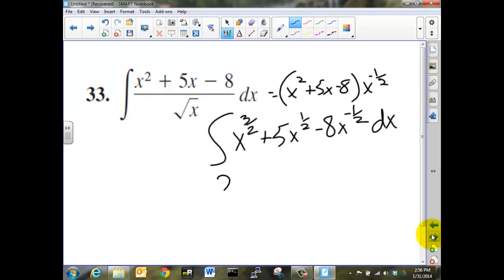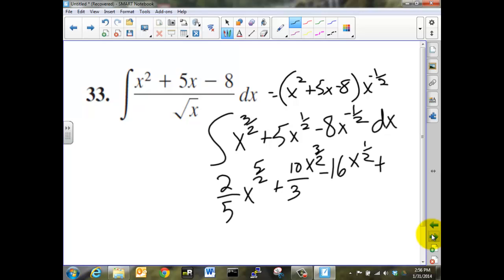So you should wind up with 2/5 x to the 5 halves plus 10/3 x to the 3 halves minus 16x to the 1/2. Yes, those are ugly numbers I have to deal with. The plus C is easy to forget, especially on WebAssign. You know all about that, right? No, I got automatic stuff.